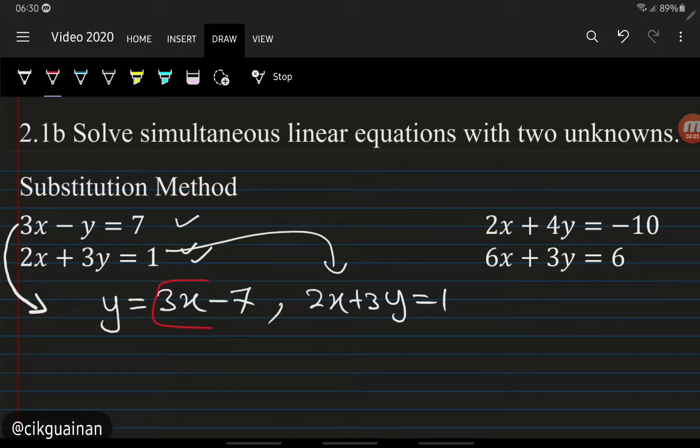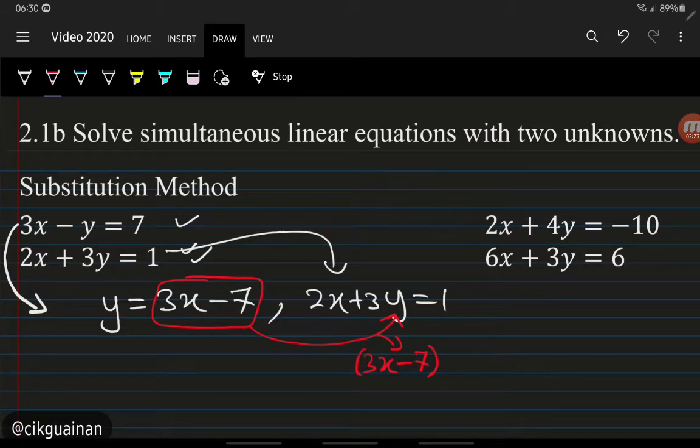Now next, what do we do? We already singled out y over here. This is y, 3x minus 7. What we do next is we substitute where the y is. The y is over here, right? So replace it over here with 3x minus 7, and then put a bracket.